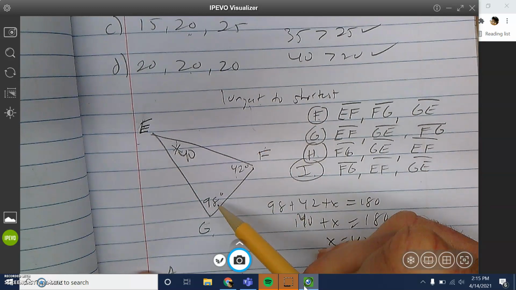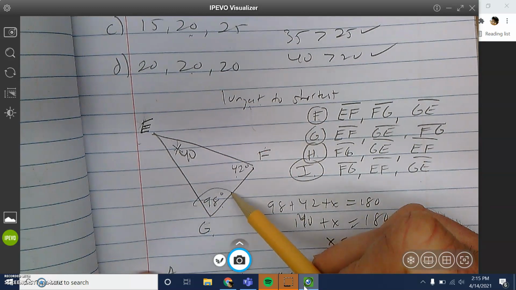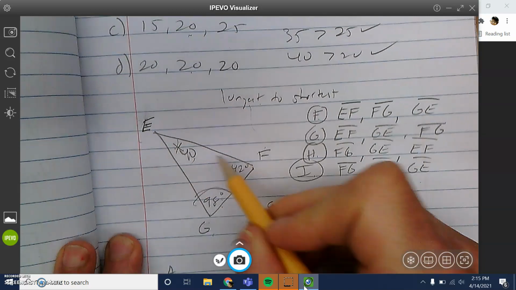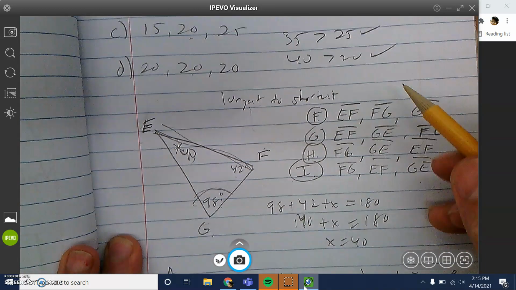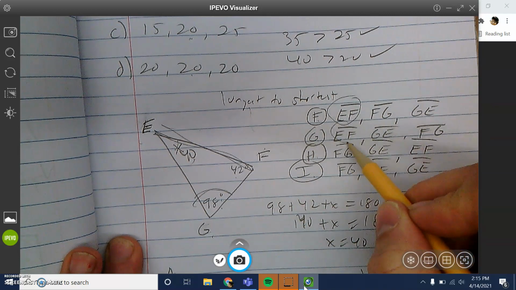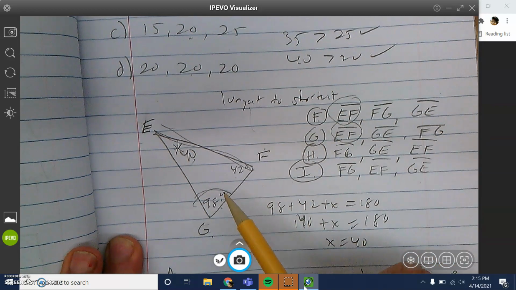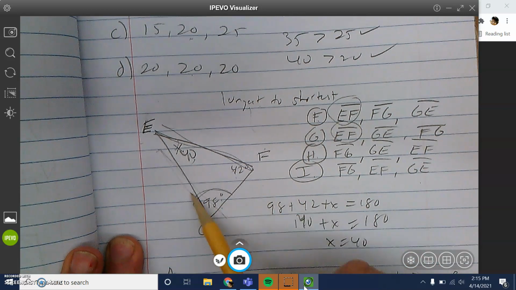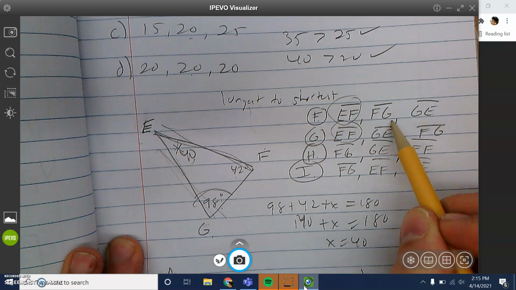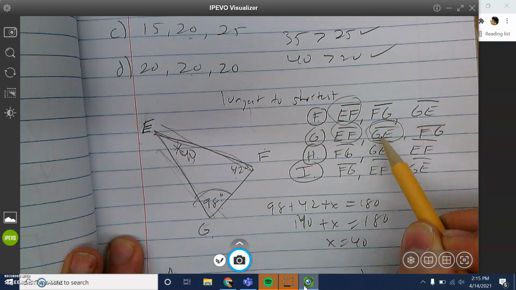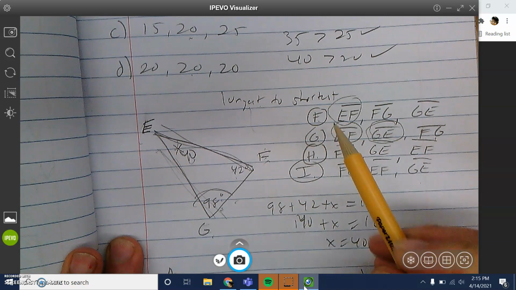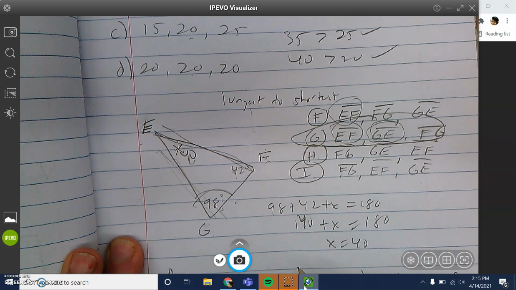So you need all three angles because you need to make sure which one is the longest. So the longest side would be opposite the biggest angle. So here's the biggest angle. 98 is bigger than 42 and 40. And so EF is the longest. So it's either this or this because that's the longest. Okay, what's next? Oh, 42 degrees. So opposite would be EG or GE. So that looks like this. EG, and then the least would be opposite to 40, so that's FG. Bam, right there. So G is the answer to this one.